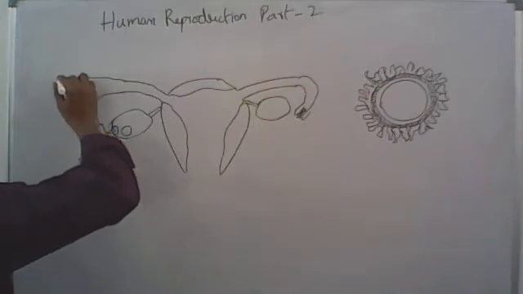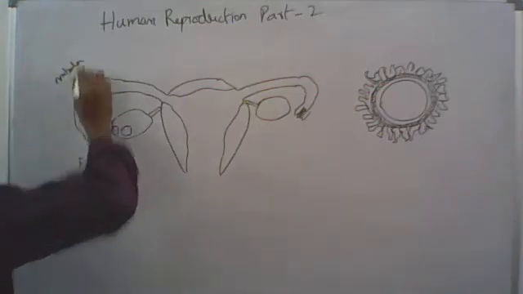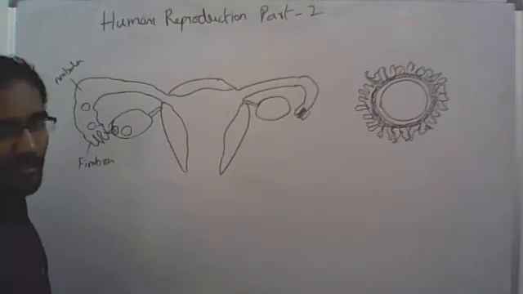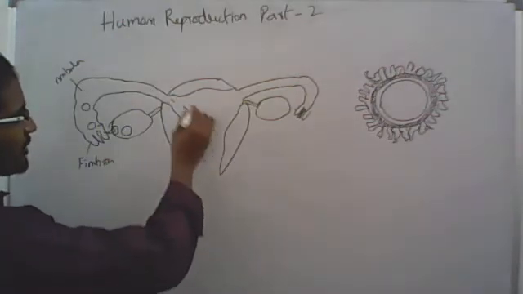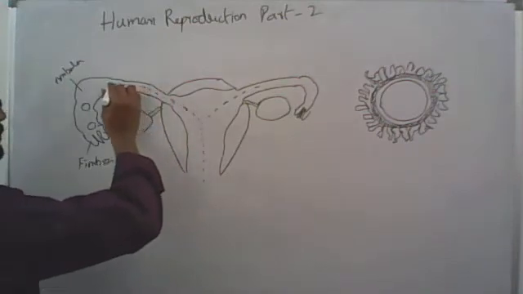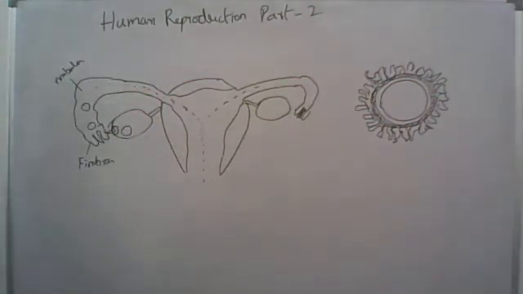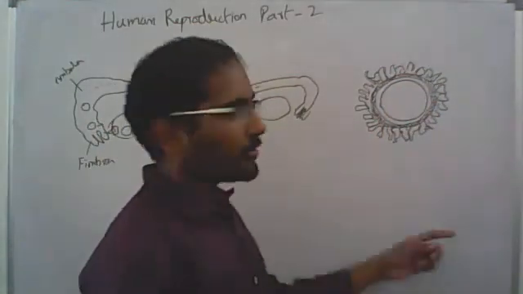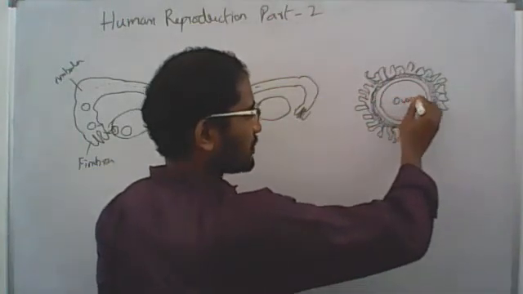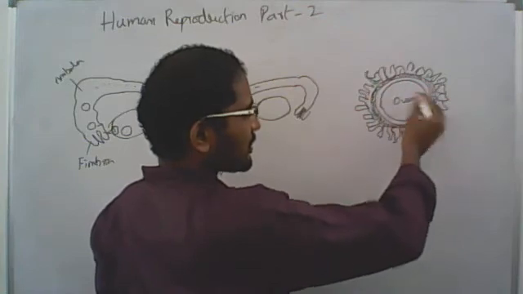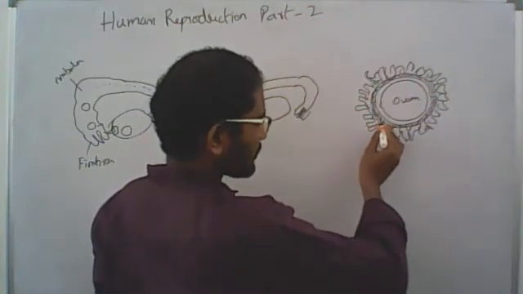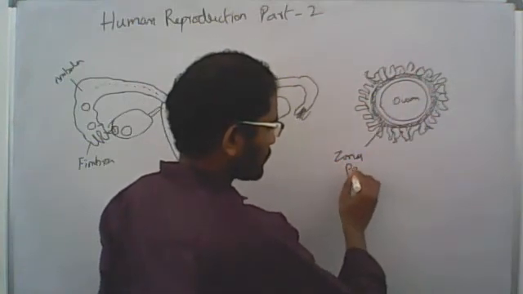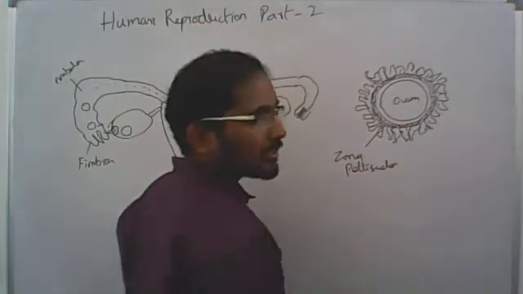So, as we already know, the ampulla is the spot for fertilization. That means if there is a possibility of copulation, the sperm will enter and eventually have a chance to meet the ovum. First, let's discuss how an ovum looks. The center part is the ovum, and after that we can see a thick, hard outer layer, which is the zona pellucida.